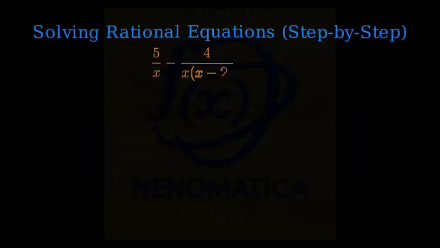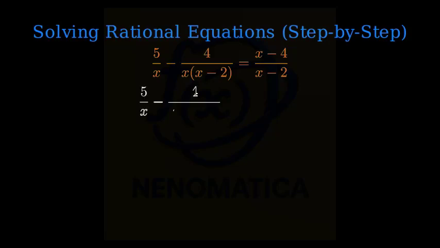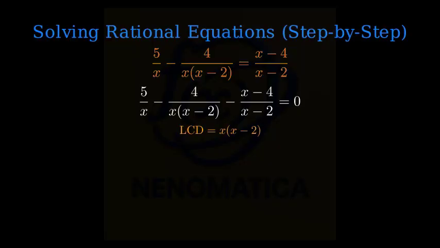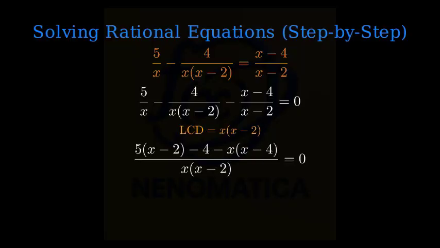We will solve the equation 5 over x minus 4 over x times (x minus 2) equals (x minus 4) over (x minus 2). First, move all terms to the left side to set the equation equal to 0. Next, identify the least common denominator x times (x minus 2). Combine the fractions over that denominator.